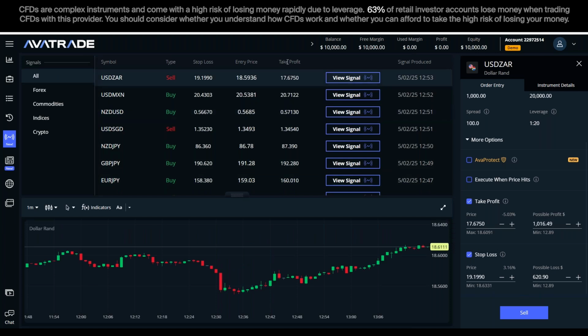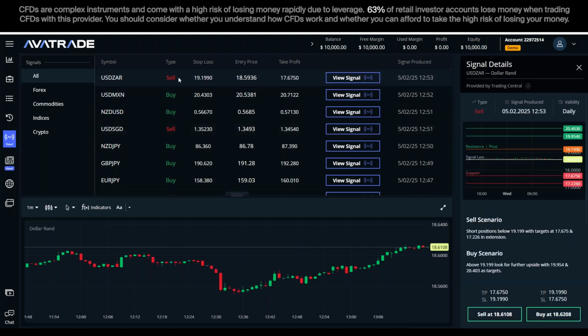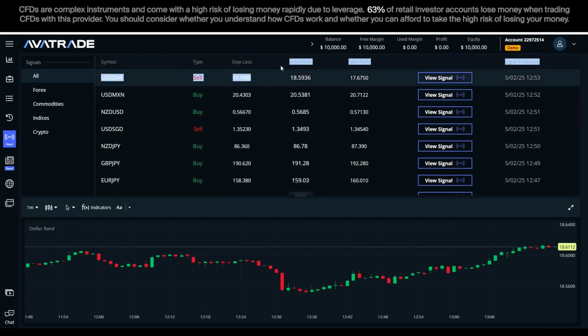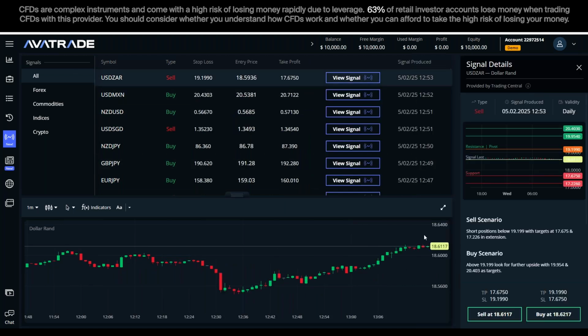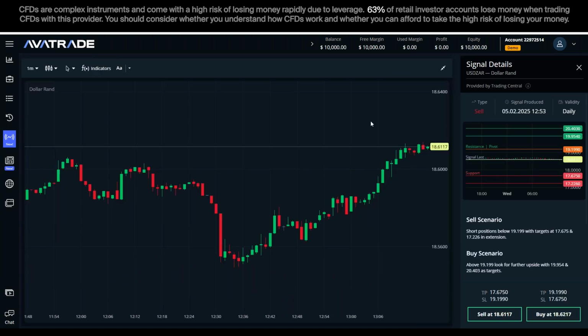Well, the signal is giving us exactly that. That means that if I click here on view signal and we see that the scenario here is a sell, this is the entry price. Sorry, this is what I'm aiming to get to using the signal in a sell scenario. So I'll click here on the signal. I will expand the chart. I can also match the validity of the chart that we see here to the time frame we're having.